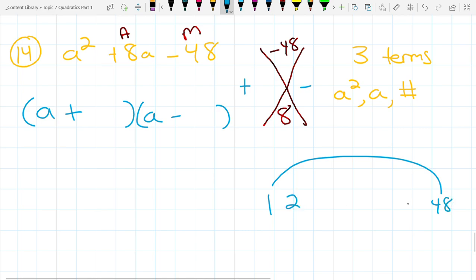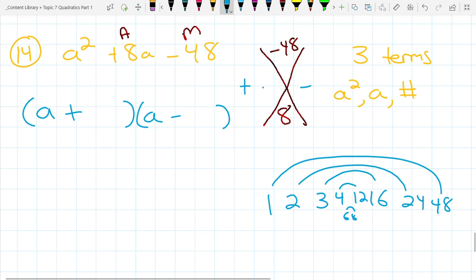Then you could go to 2, a 2 and a 24. And then we go to a 3, which would be a 3 and a 16. And then you could check 4, which would be a 4 and a 12. And then we could even go further and do 6 and 8. But this gives you all of your possible combinations. So you've got to see if any of those would work. And one of them does work.